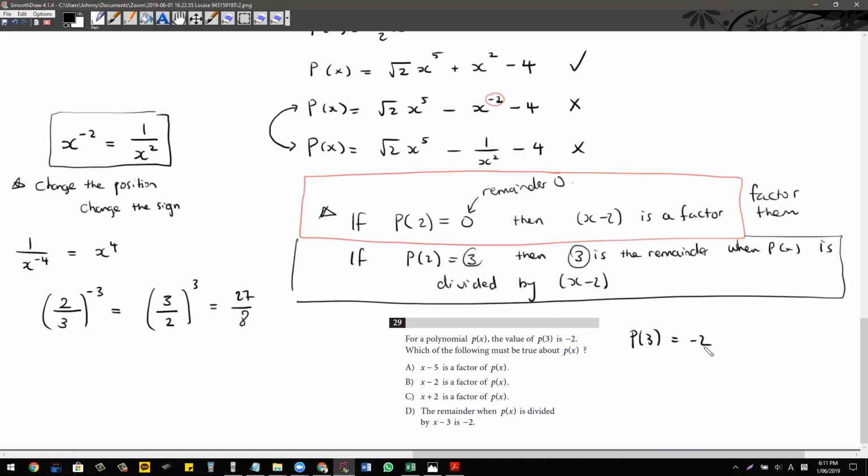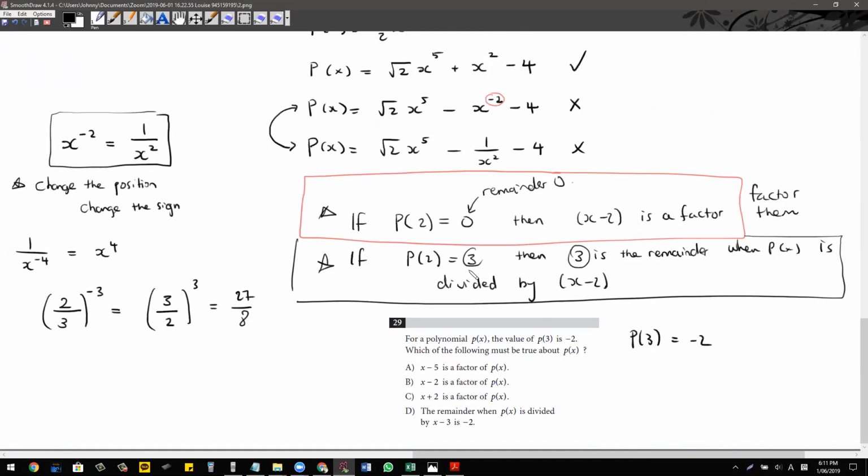Is x plus 2 a factor? Did we get 0 here? No. So I don't think it's the first one. I think it's the second one. Oh, so this is p of 2 equals 3, but I've got p of 3 equals -2 here. So -2 is the remainder when the polynomial is divided by x minus 3.